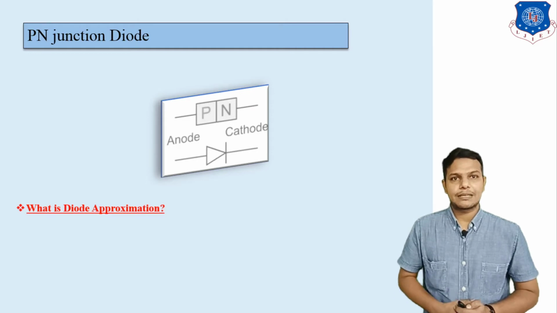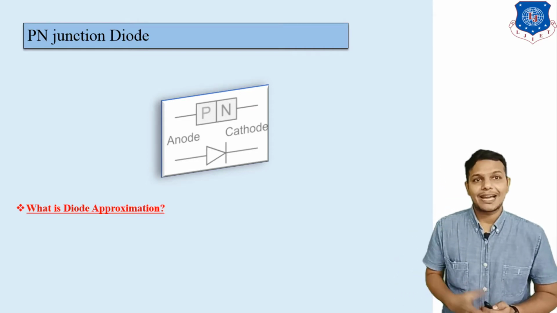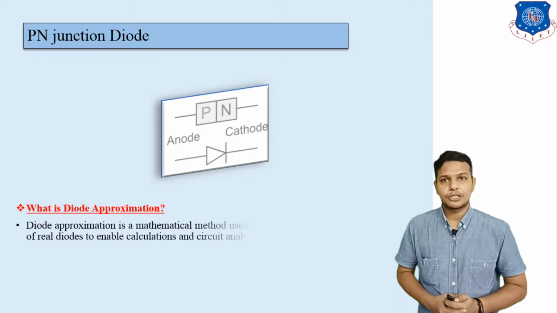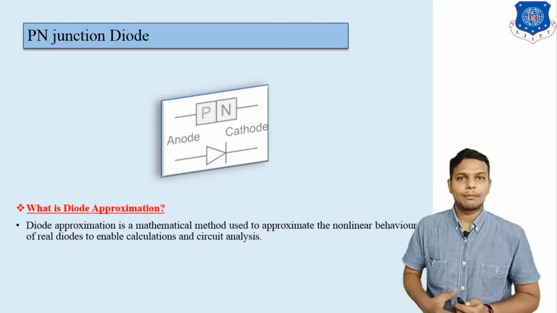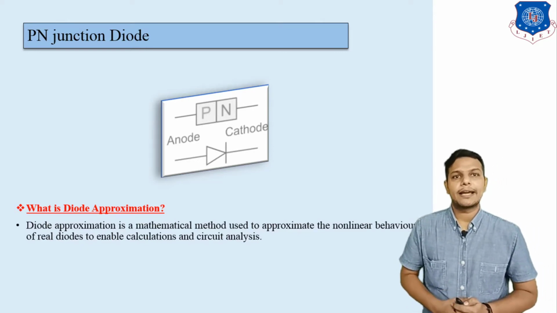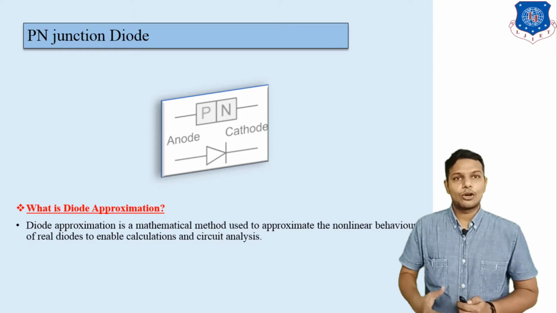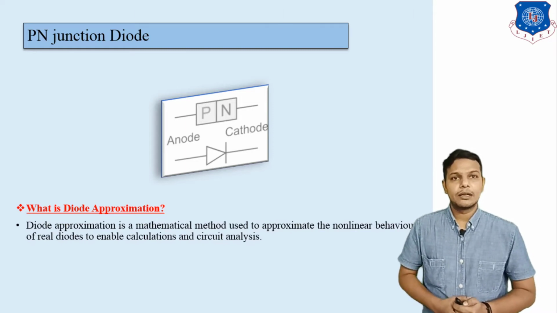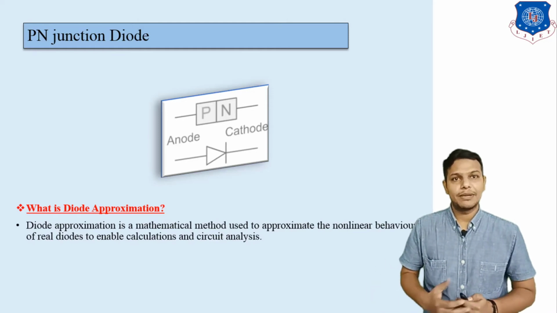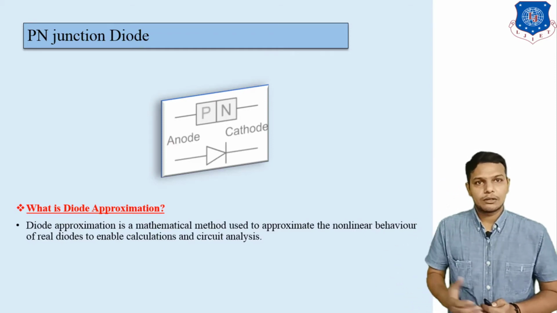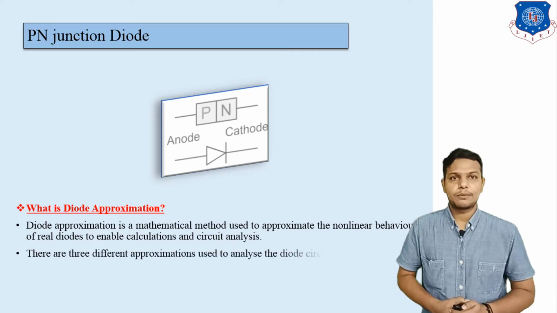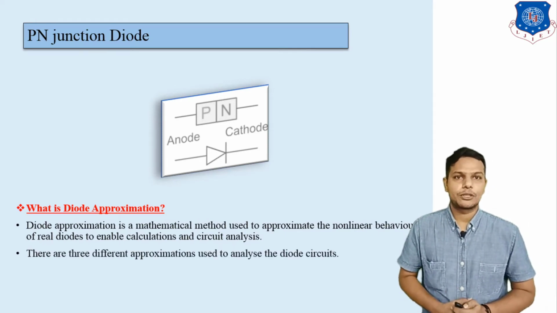So let us discuss approximation. What is diode approximation? It is a mathematical method used to approximate the nonlinear behavior of diodes to enable calculations and circuit analysis. Or we can say it is how the diodes present in a circuit get analyzed. Based on this, there are different types: first approximation, second approximation and third approximation.